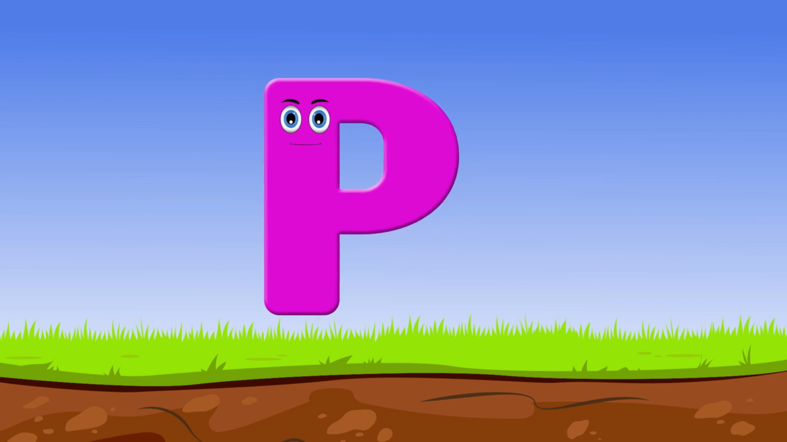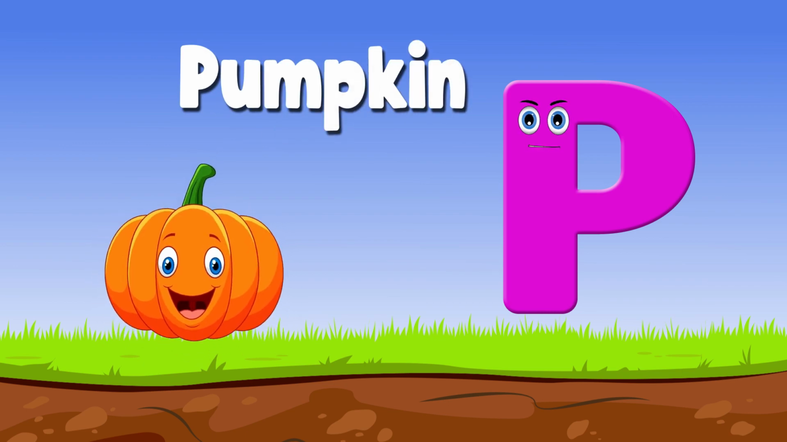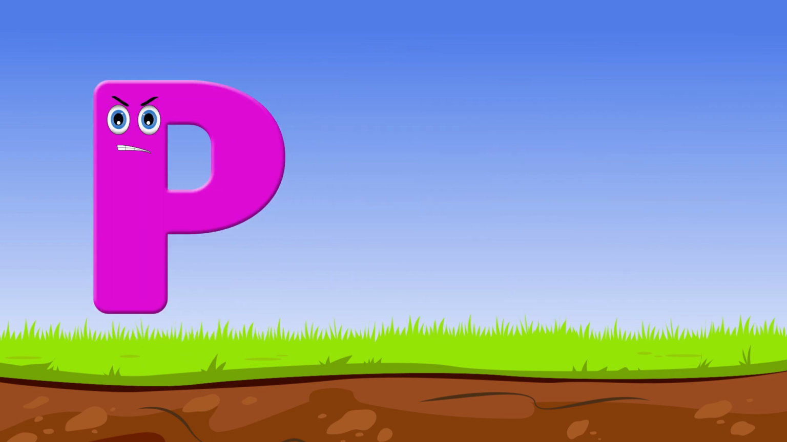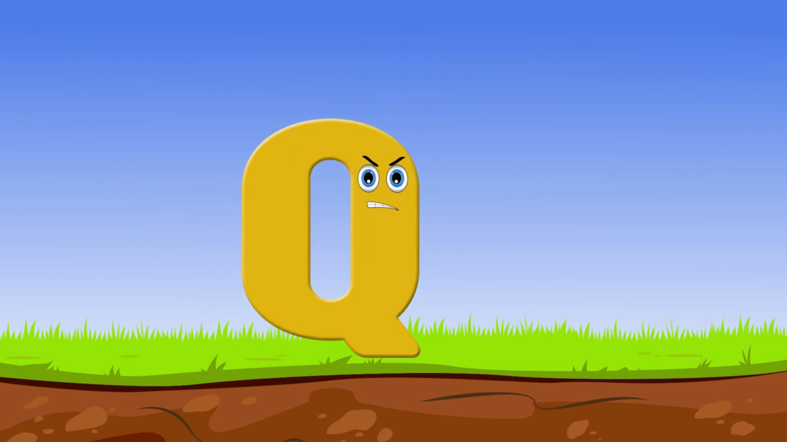It's a P. P, P, P. What words begin with P? P is for pumpkin. Hello, pumpkin. P is for pig.